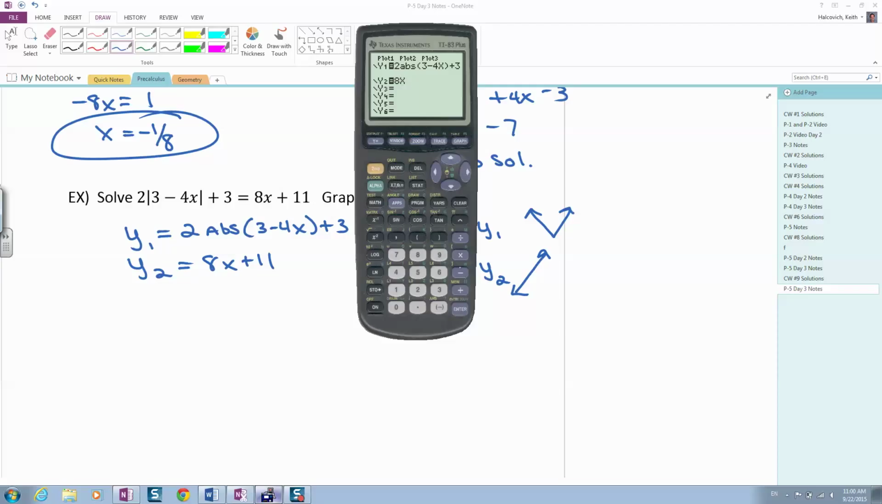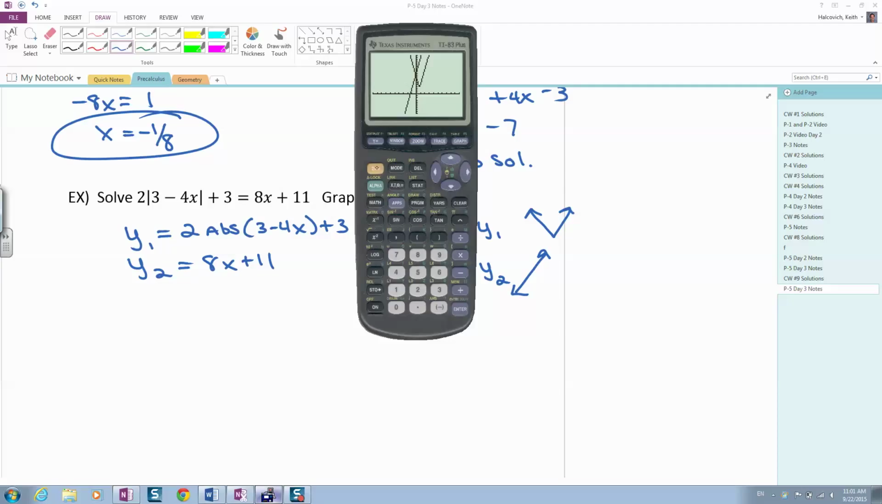And then remember, you're going to try the standard window first. And notice you see the V, and you get the line, but you don't really see the intersection. So what we want to do is make our Y maximum bigger, because that will allow us to see more. So we're just going to go window, make our Y maximum 20. And then graph it, and notice now the intersection shows up much clearer. And notice there's no second intersection.